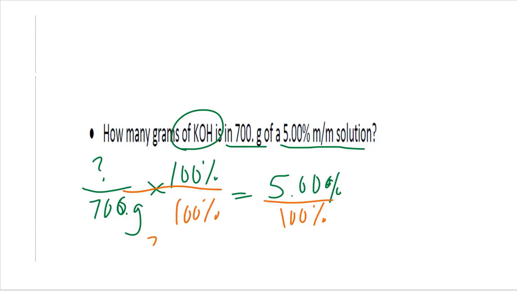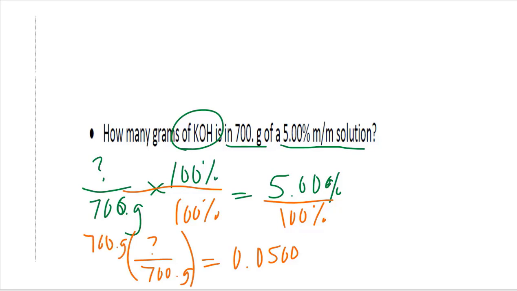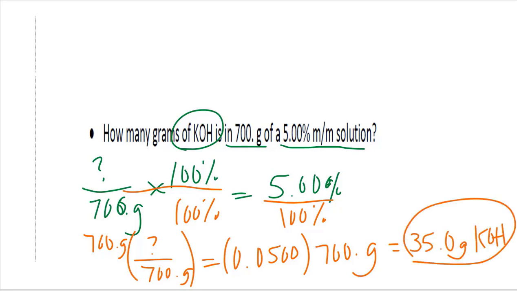So I'm going to have question mark over 700 grams is equal to 5 divided by 100, which would be 0.0500. Then I'm going to multiply both sides by 700 point to get rid of that denominator, and we would get 35.0 grams of potassium hydroxide.